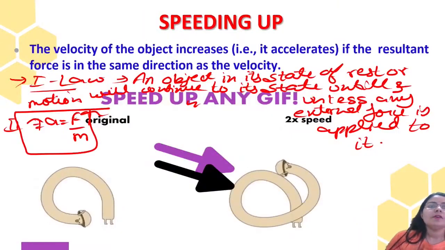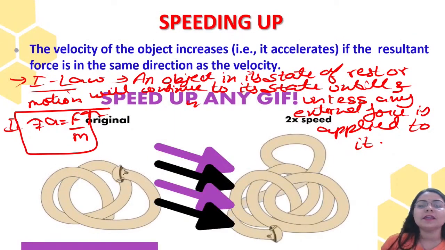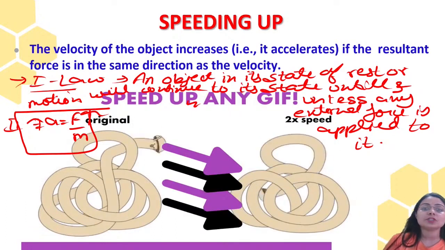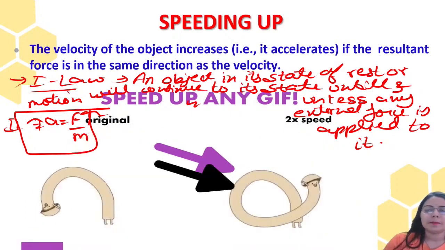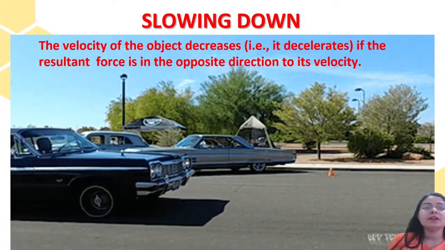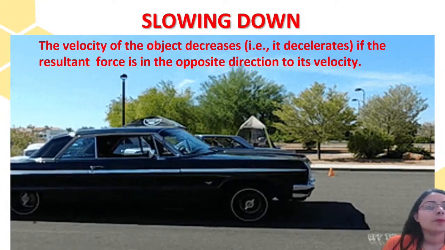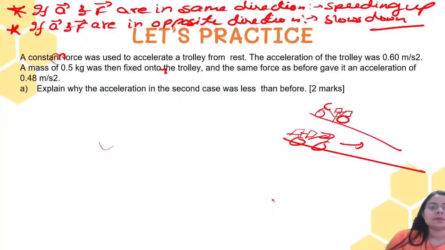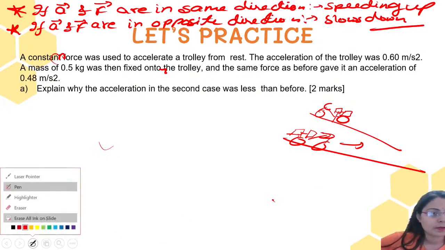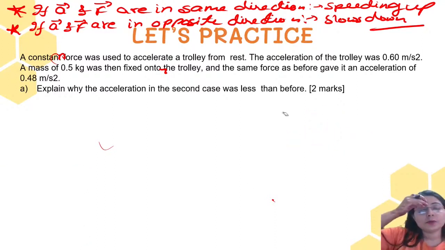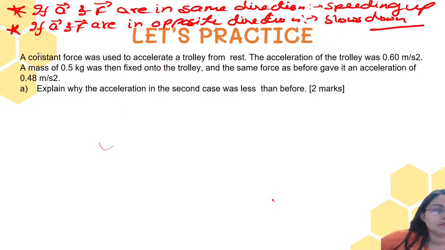Again, recalling everything: the velocity of the object increases, that is, it accelerates, if the resultant force is in the same direction as the velocity, that is speeding up. Next, the velocity of the object decreases, or it decelerates, if the resultant force is in the opposite direction to its velocity. With this note, let's practice a question and try to sort out the solution for it. And the question is given like this.